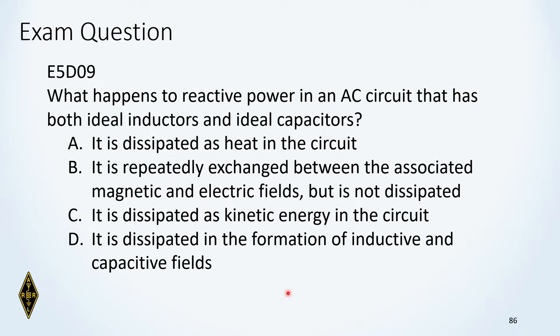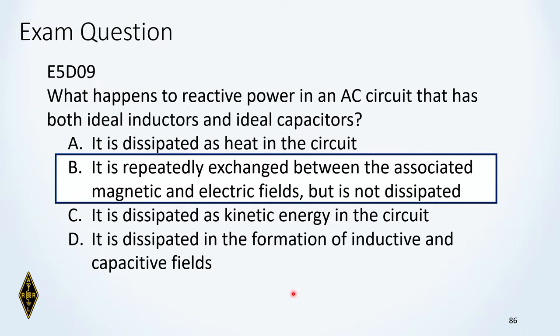What happens to reactive power in an AC circuit that has both ideal inductors and ideal capacitors? Yep, it's repeatedly exchanged between the associated magnetic and electric fields, but is not dissipated.